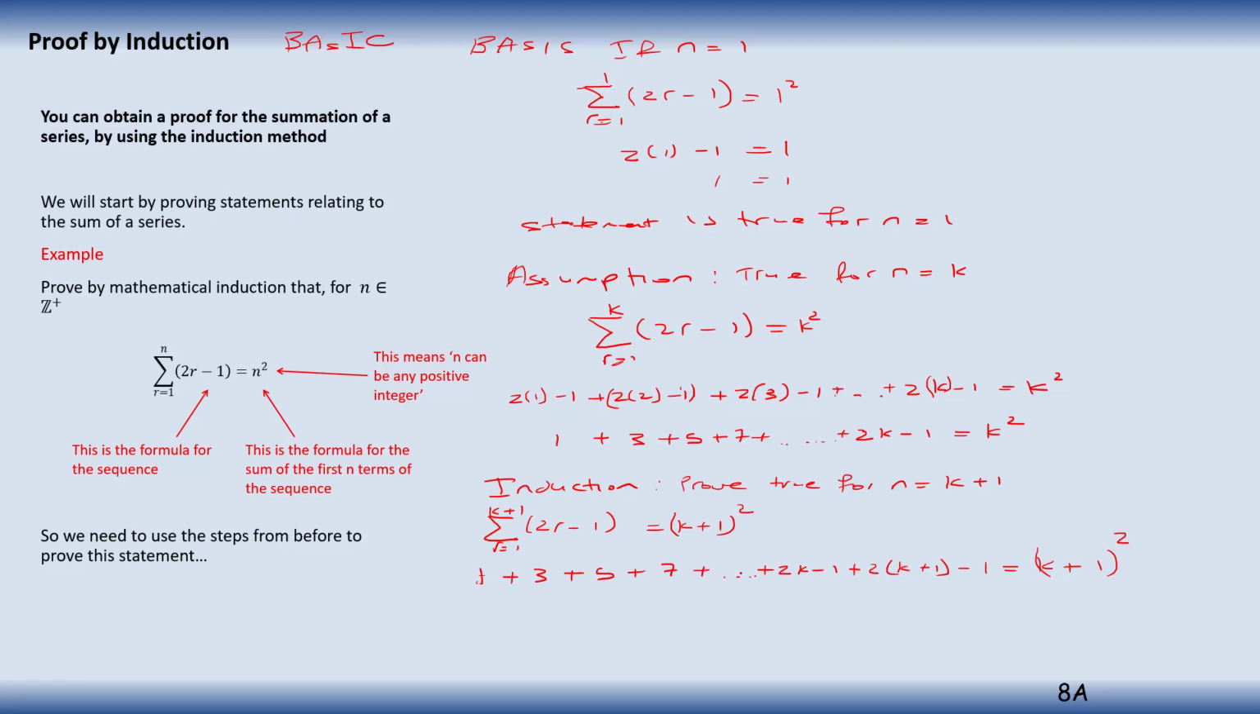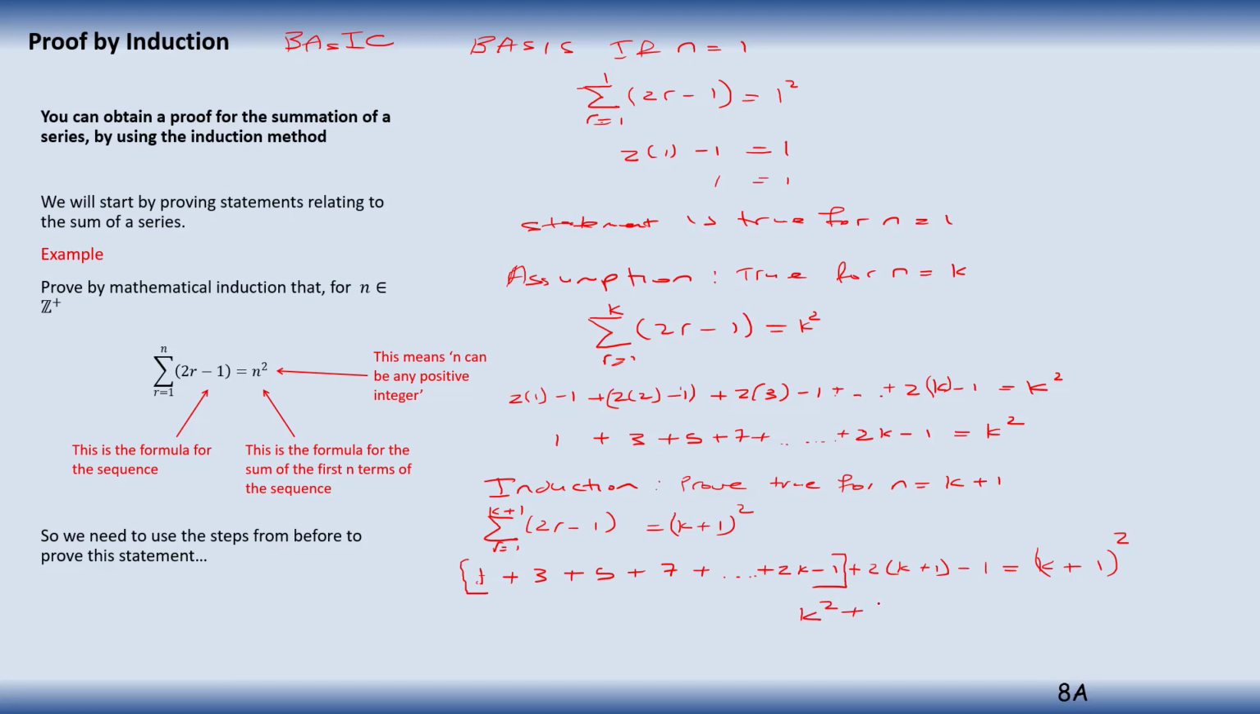Now, looking at this equation here, from 1, if I put square brackets around 1 up to 2k minus 1, that's what I had in the previous assumption, which we assumed to be true. We said that 1 plus 3 plus 5 plus 7 up to 2k minus 1 is equal to k squared. So I can replace this portion with k squared.